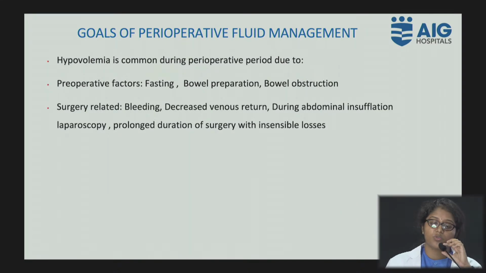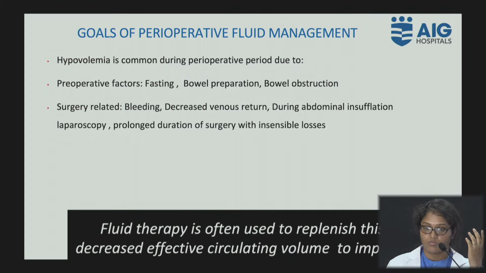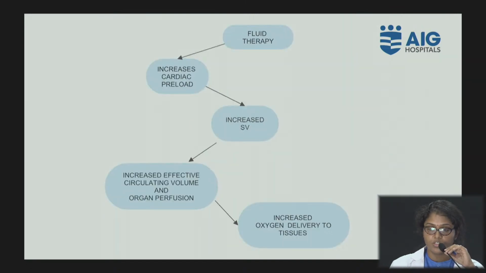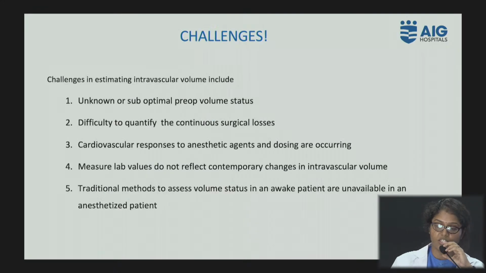So in our hospital, mostly we do bowel preparation only for the lower GI surgeries. So a major chunk of the preoperative hypovolemia will be dealt with this kind of preventive measure. So the goal of perioperative fluid management is to replenish this decreased volume and to improve the oxygen delivery and tissue perfusion. So if we can see here, the fluid therapy increases the cardiac preload, which increases the stroke volume, which increases the effective circulating volume, and hence increases the oxygen delivery to the tissues.